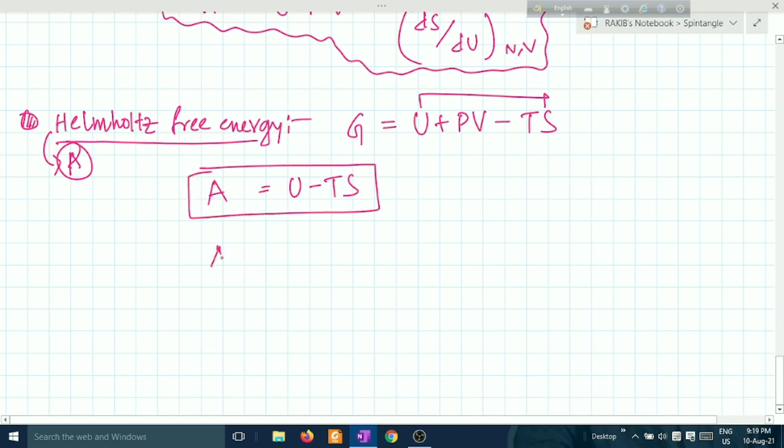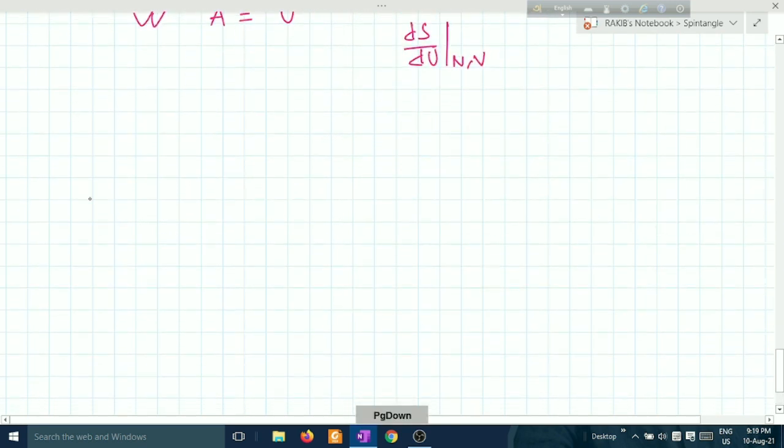What can you mention from this? A is equal to U minus TS. You know the formula of T: 1 by dS by dU at N comma V. This is the formula of A. I think this is correct. Okay, Helmholtz free energy. How to find Gibbs energy?